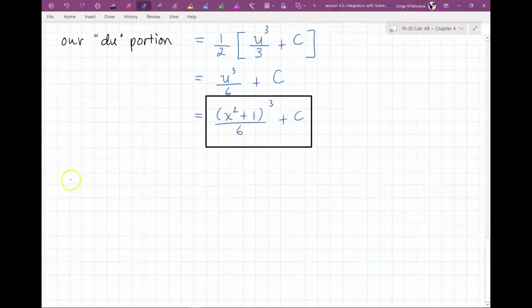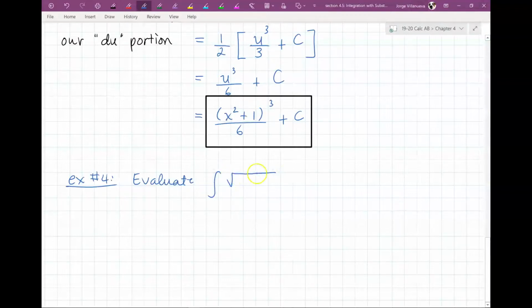Example number 4. Now this one we'll do together because it's a little different. Same idea, but... actually, no, this one won't be that much different. But it's going to carry over to example 5. So let's see. Evaluate the integral of the square root of 2x minus 1 dx.